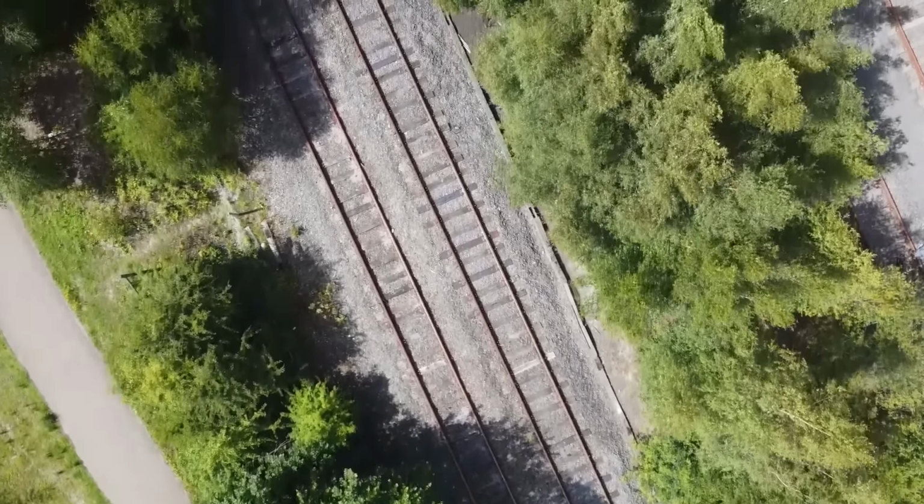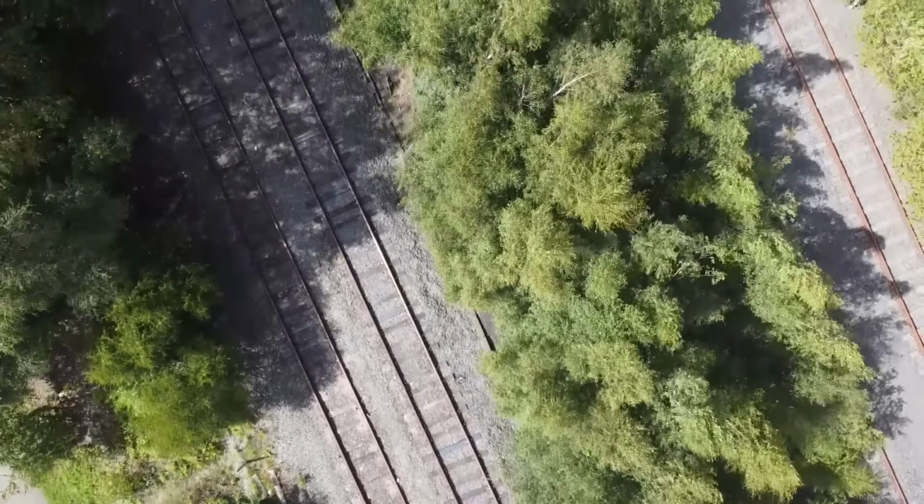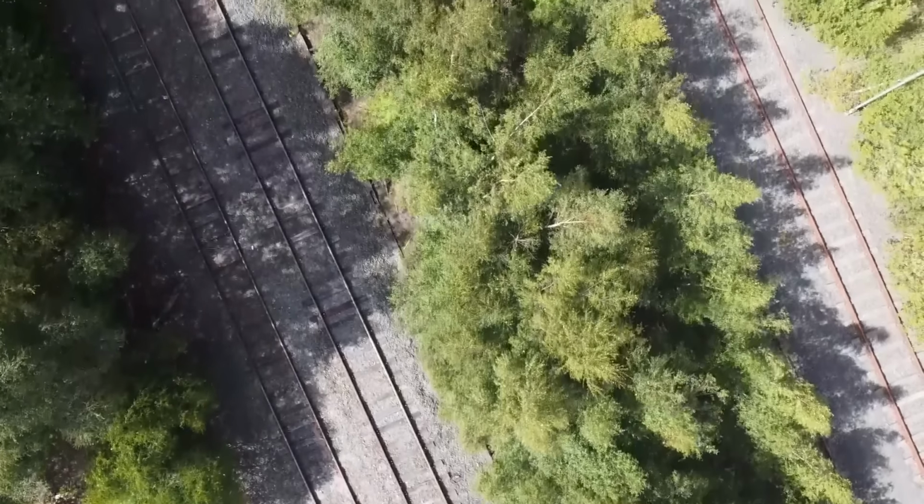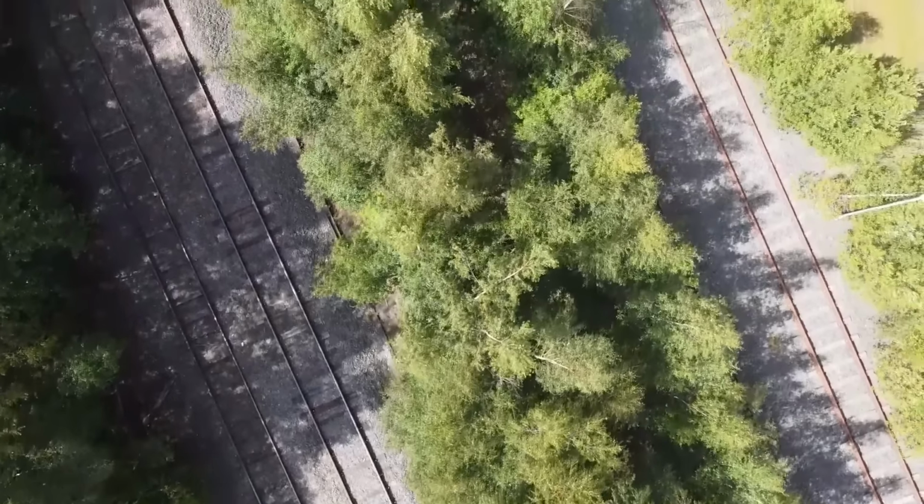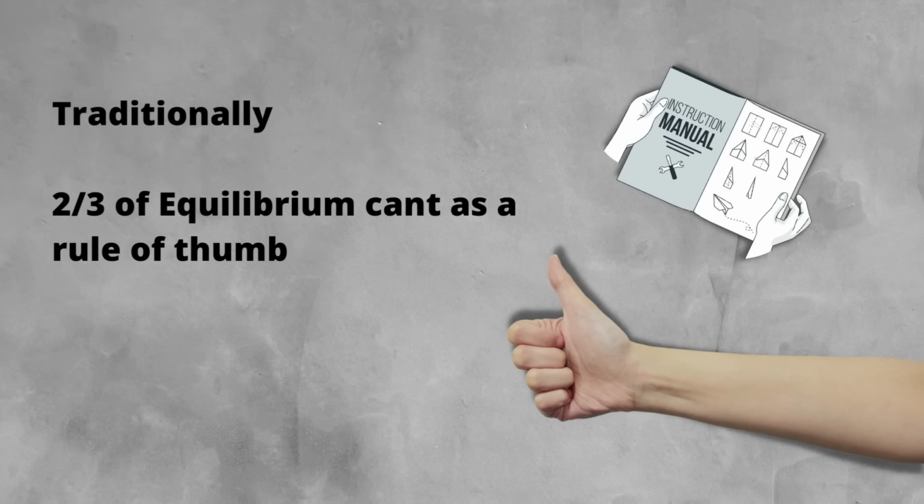We have mentioned applied cant a fair amount so far in this video. But, while we have covered how to calculate the equilibrium cant, we haven't discussed much about applied cant. Choosing how much of the calculated equilibrium cant to actually apply to the track is an important decision. Traditionally, the rule of thumb used to be to apply 2/3 of the equilibrium cant as the applied cant. However, thoughts on this have evolved, and now a more nuanced approach is taken.